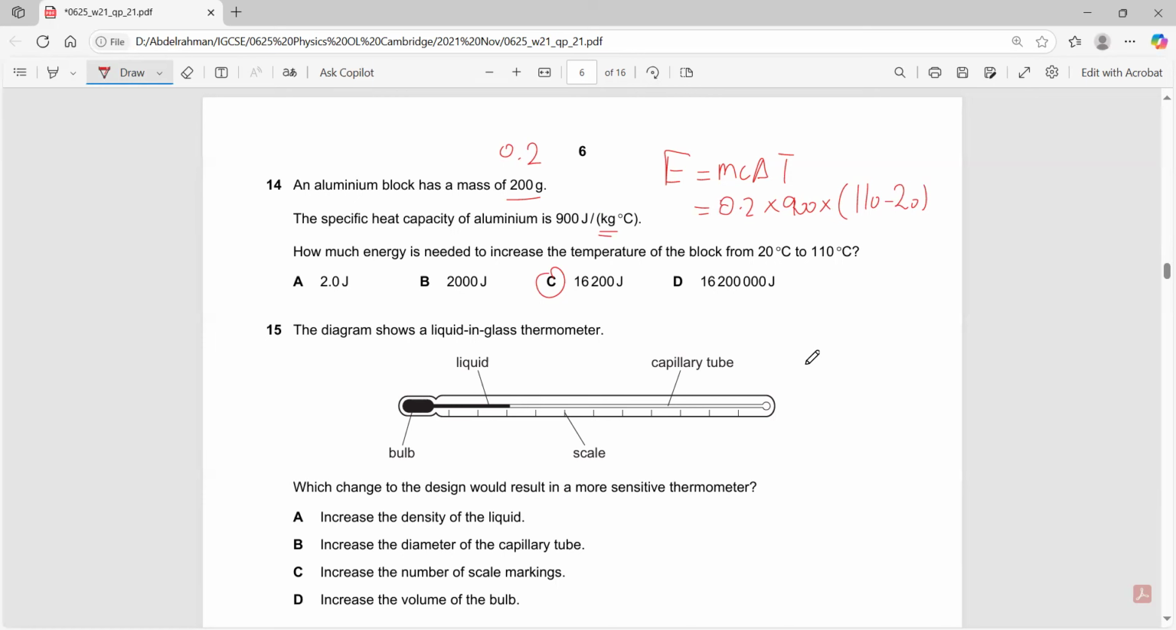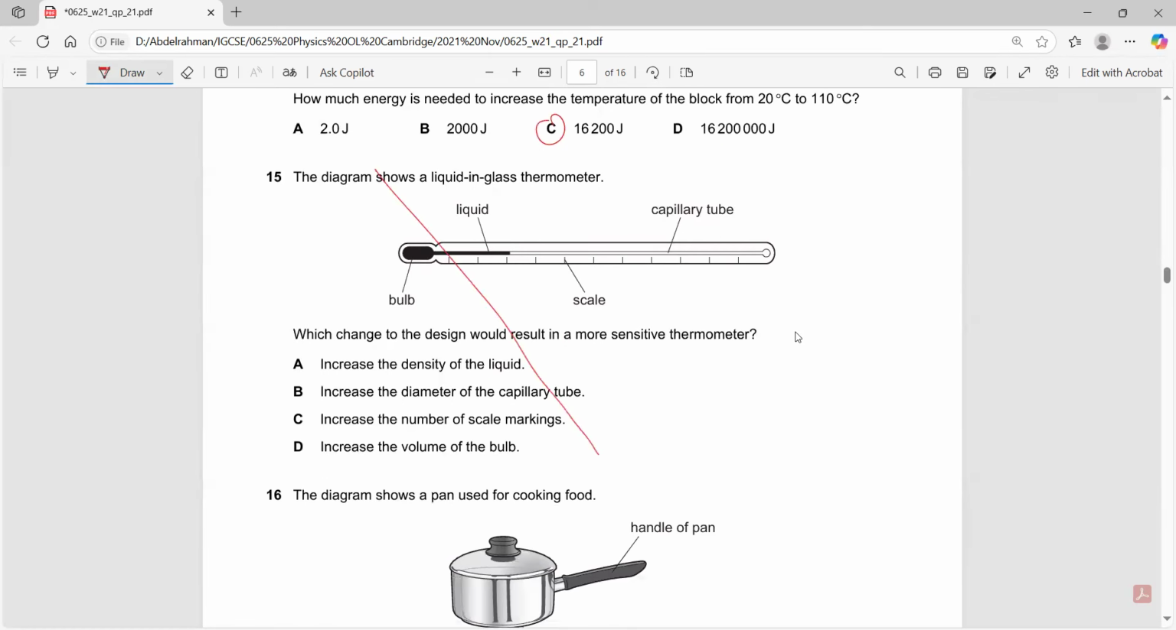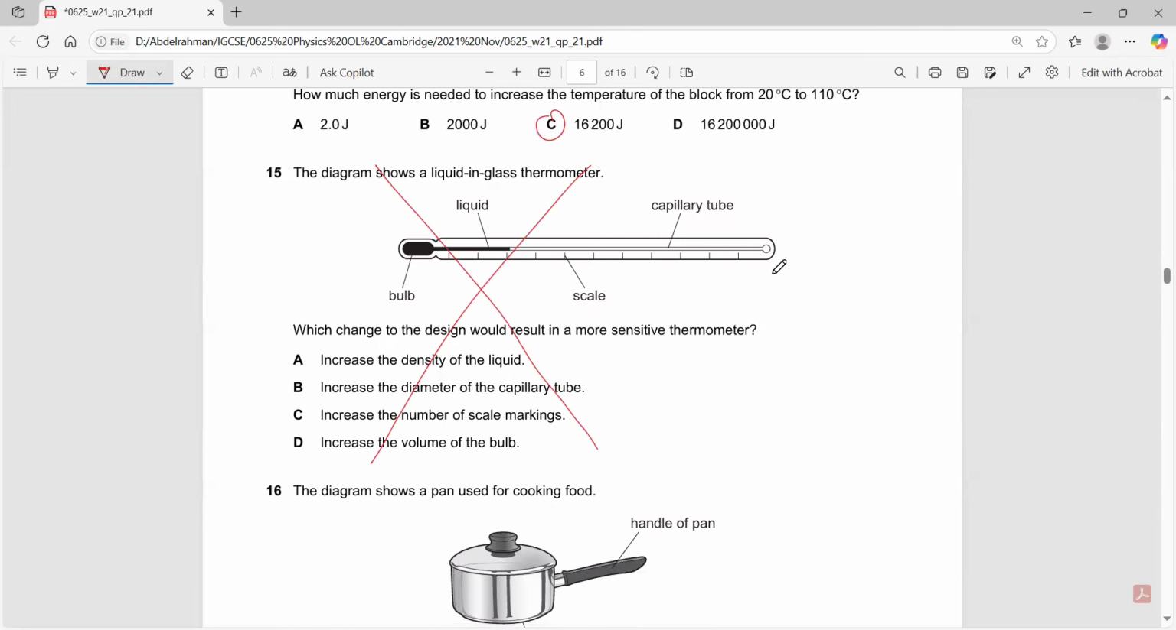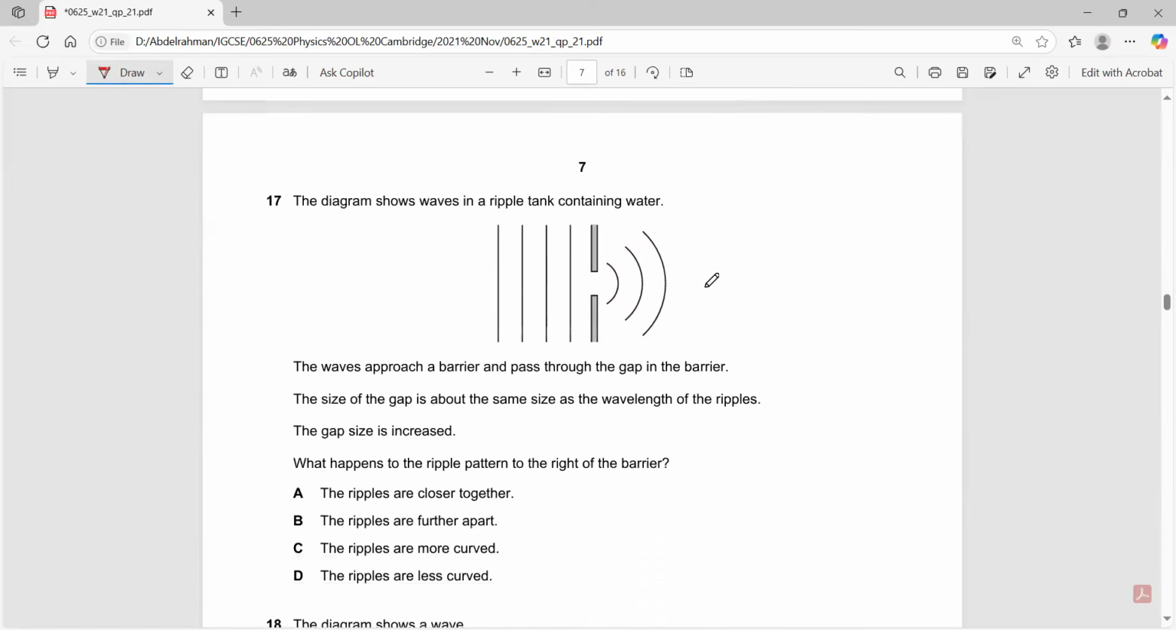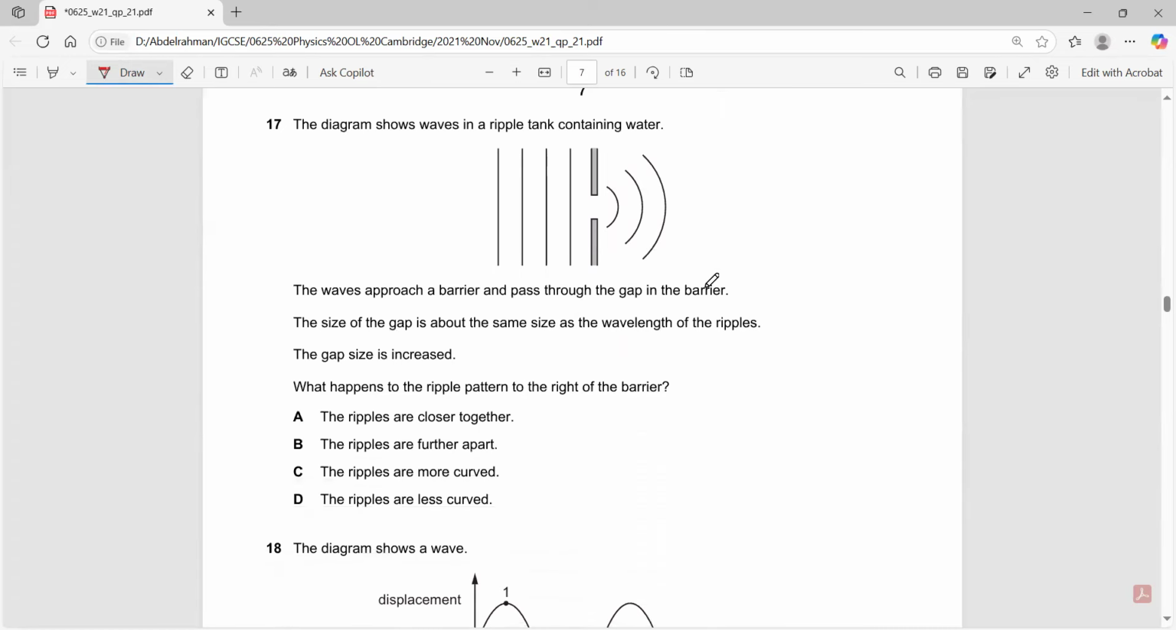Okay? Liquid thermometers have been removed. Which row is correct for the materials of the base of the pan and the handle? The base has to be a good conductor, while the handle has to be a poor conductor. B.